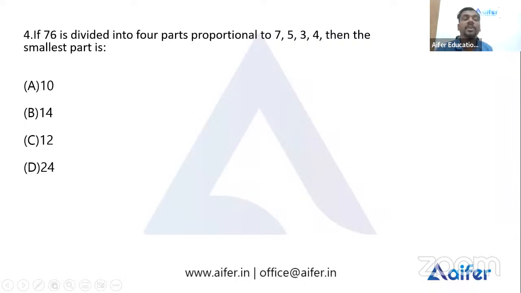Another type of question. It's a different type of question. If 76 is divided into 4 parts proportional to 7, 5, 3, and 4, then the smallest part is, that's the question. Try to do. If 76 is divided into 4 parts proportional to 7, 5, 3, and 4, then the smallest part is. Let's try to do the question.